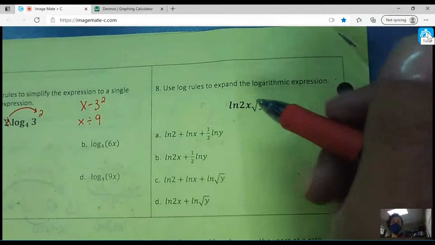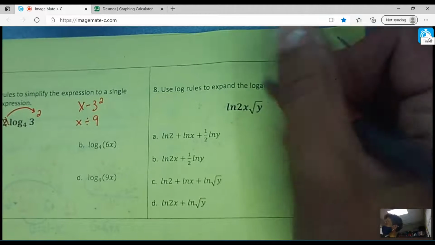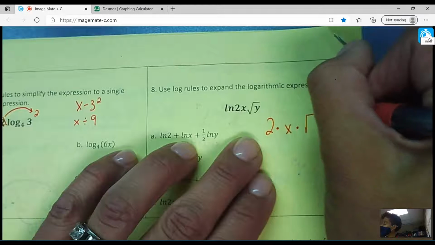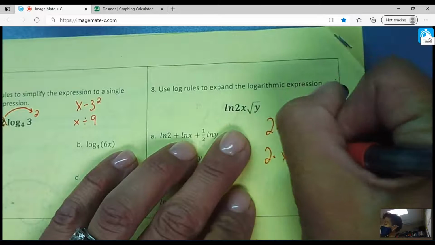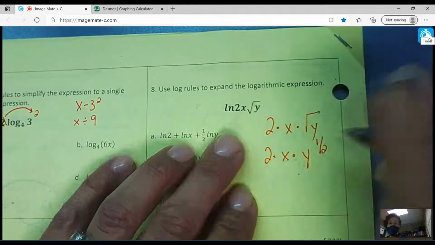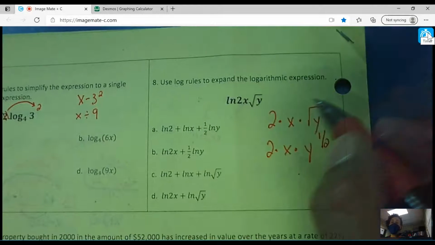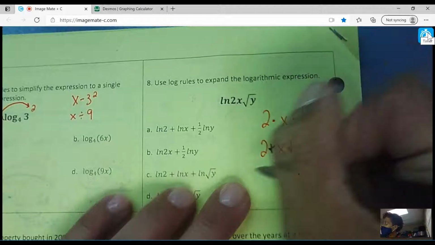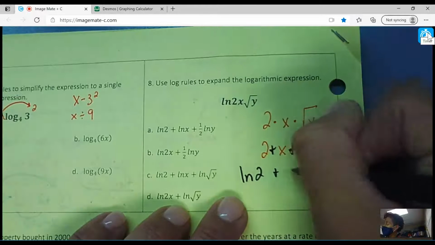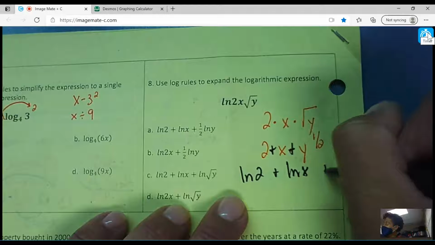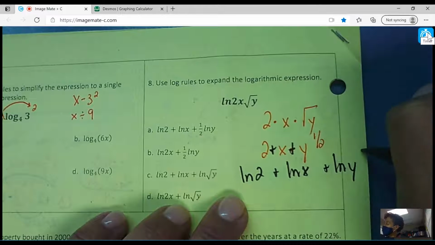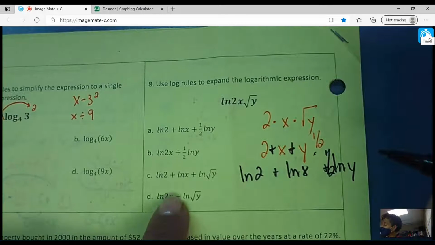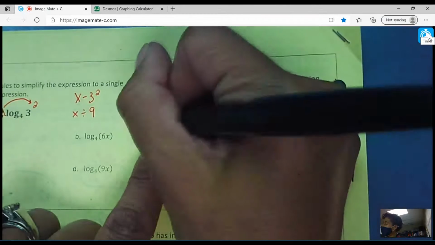On 8, we're going to go from one log to several logs. So when I see 2 times x times the square root of y, well, first I want to remember that the square root of y, sorry, is 1/2. And then these multiplication signs are going to become addition signs. And now I'll just put this ln back with each term. And when I get to the y, I won't leave the 1/2 there. I'll just put it right in front. So that's going to make it be option number A.